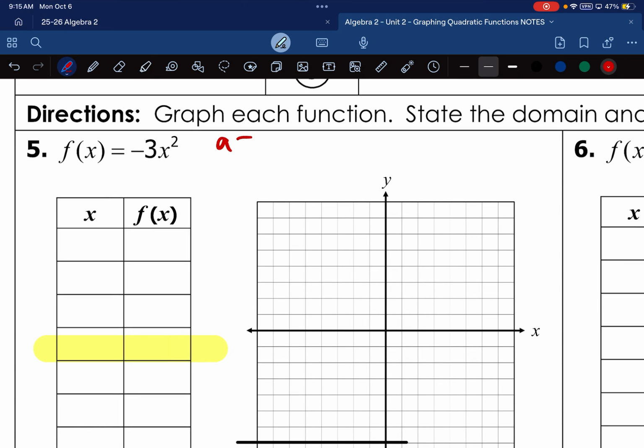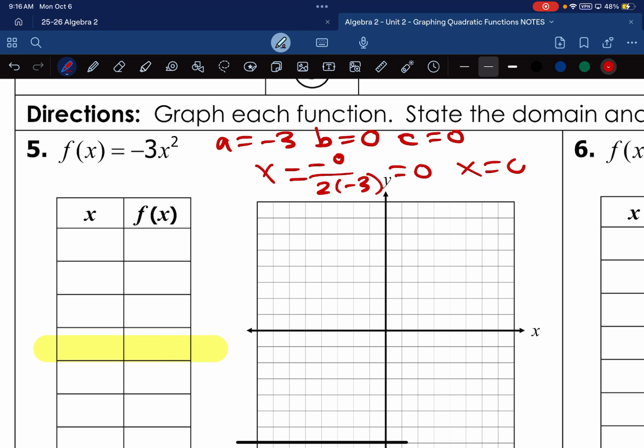So a in this equation is -3. B in this equation isn't there. There isn't an x value, so it's 0. And C also is 0 because there isn't a number. So the only value I have is A. If I'm going to use the axis of symmetry formula, x equals -b over 2 times a. 0 divided by anything is 0, so our x value is 0. So that is our vertex's x, so I'm going to put that in the middle of the table.